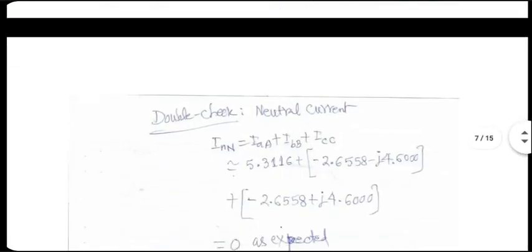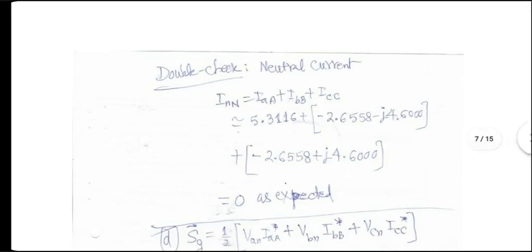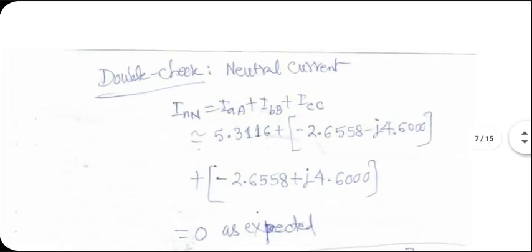Total power. Okay, double check. Double check if you have time in the exam. If not, forget it. Neutral current should be 0. So try to add IAA plus IAB plus ICC. It should work out to 0. That's a double check on your calculations.